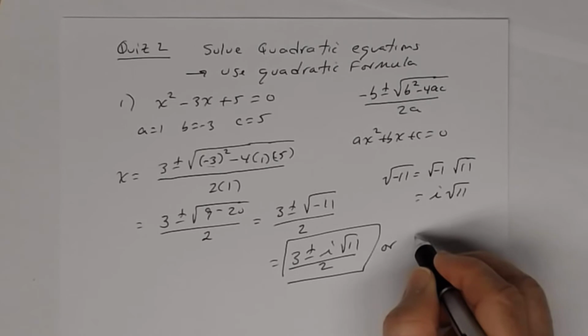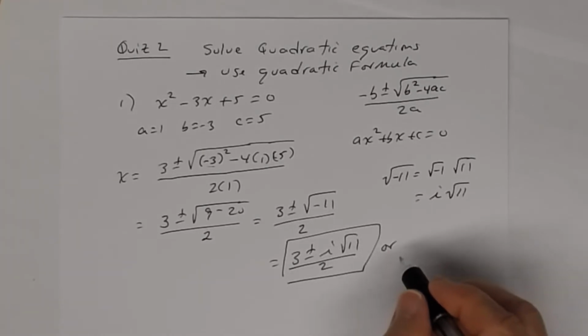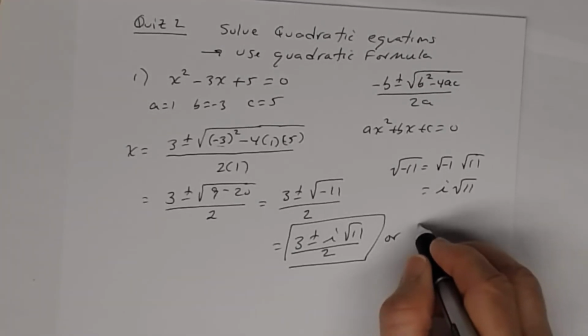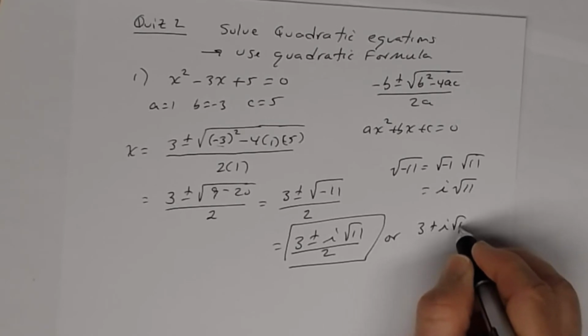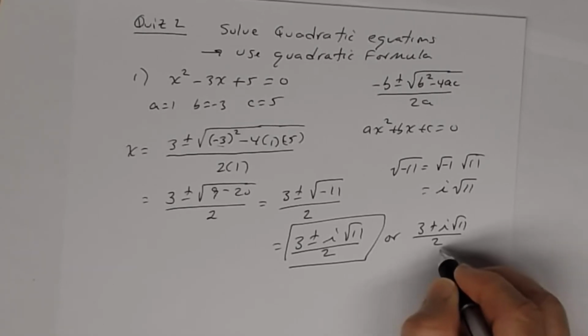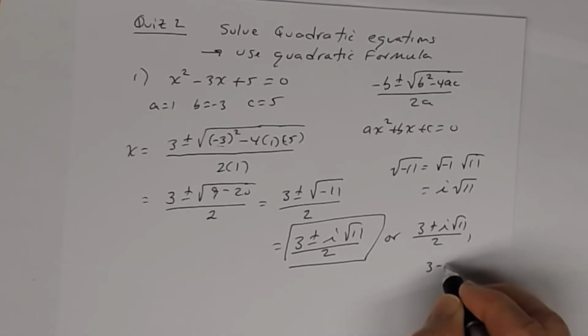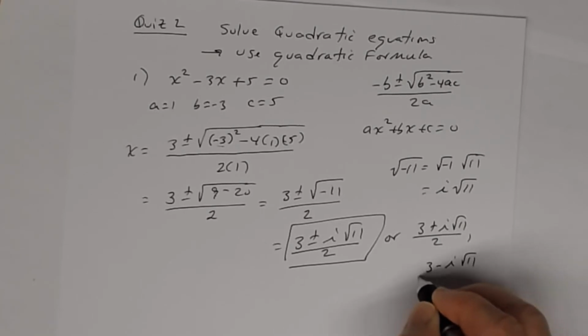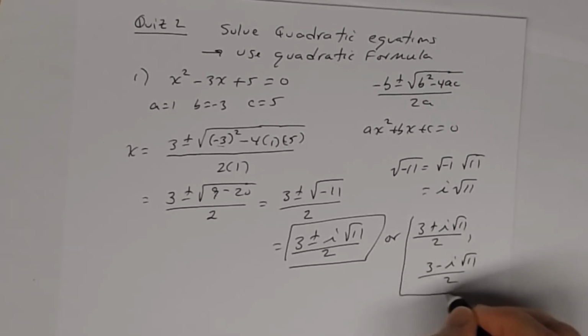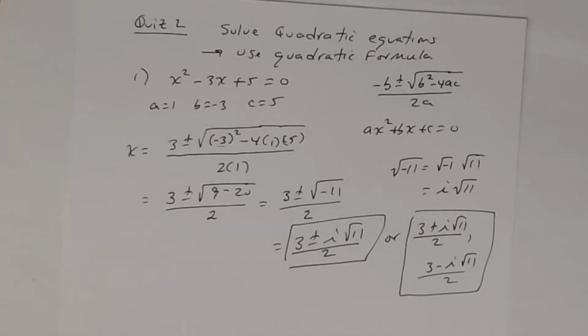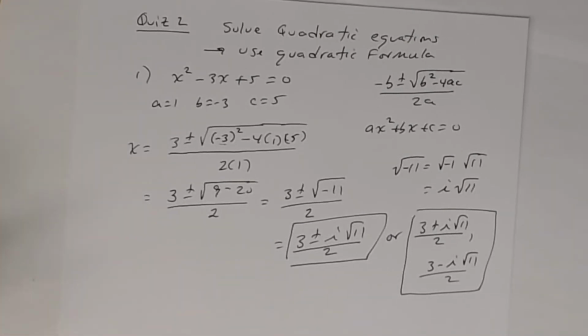You could have also written it as 2 separate solutions. You could have said 3 plus i square root of 11, all divided by 2, comma, and then 3 minus i square root of 11 divided by 2. So any of those would have been correct. All right, so that's number 1.